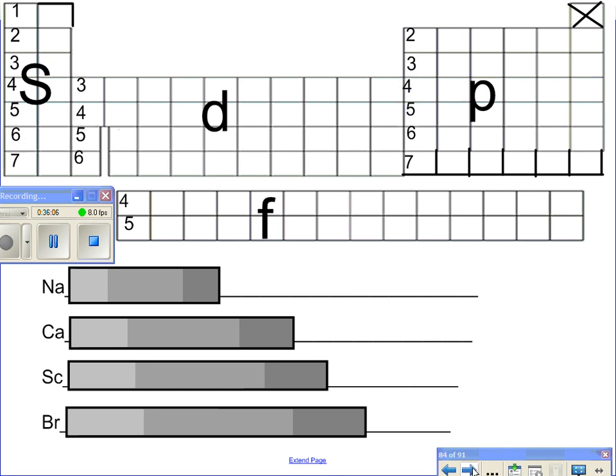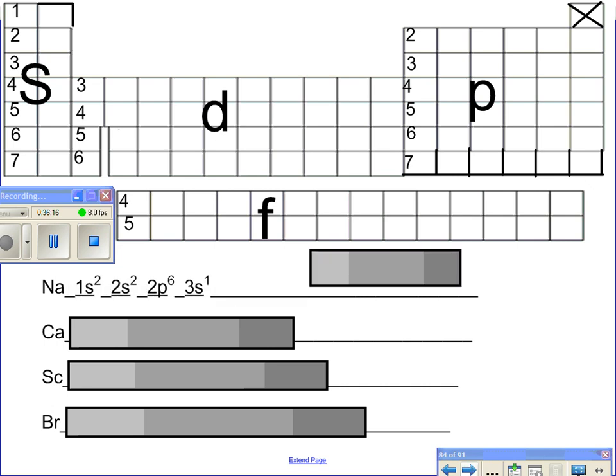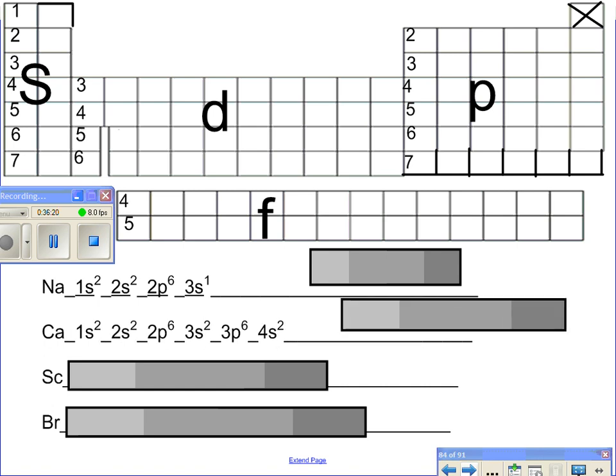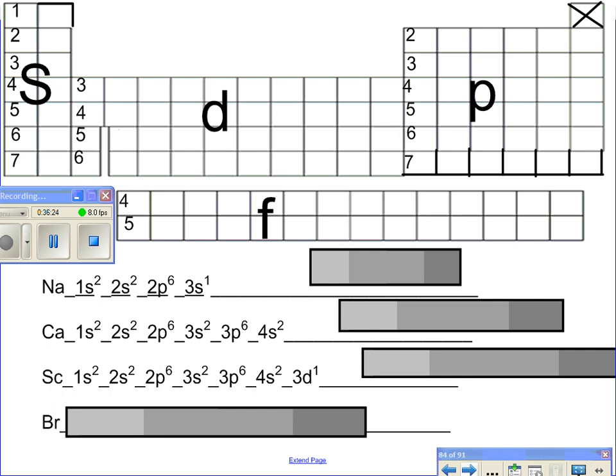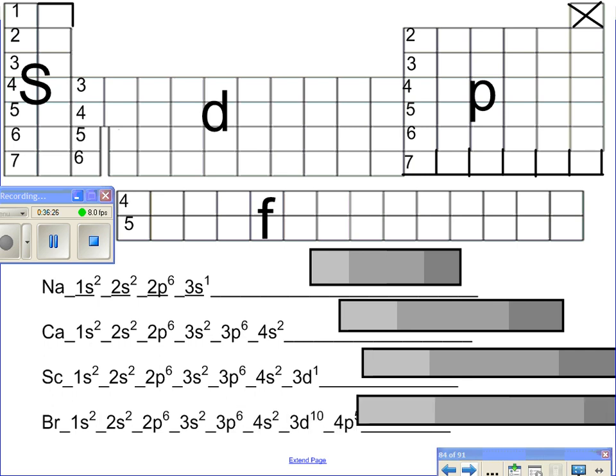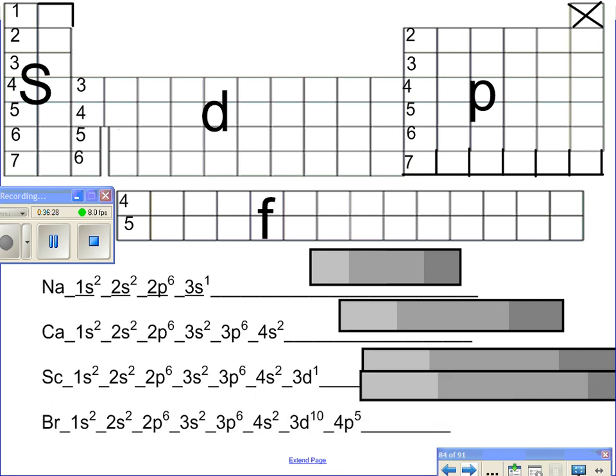These are some more examples. So why don't you pause the video here, and then you can check to see if you've done them correctly. Don't worry about it if you're having some trouble with this. We're going to work on this in class together.